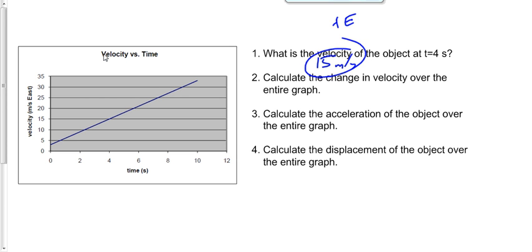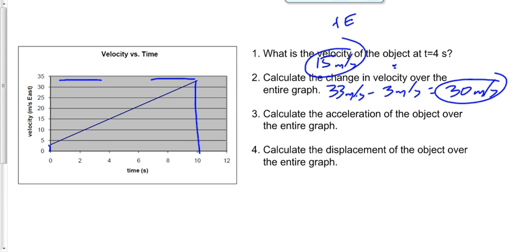Shay, how are we going to find the change in velocity over that graph? Okay. Cool. Yeah. Good. It's up and over times 2 and then subtract. So in other words, we're finding the velocity just like we did in question number 1, but we're doing it twice, and then we're subtracting. So we're going to go up and over at 10 seconds. Looks like it's 33 meters per second, minus the initial velocity, which looks like 3. So we're going to say the change in velocity over the entire graph is 30 meters per second. Shay, does that make sense?